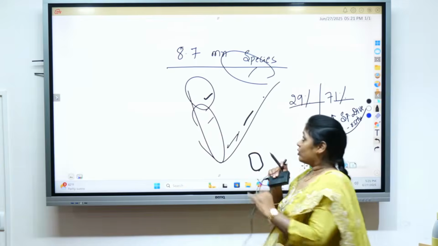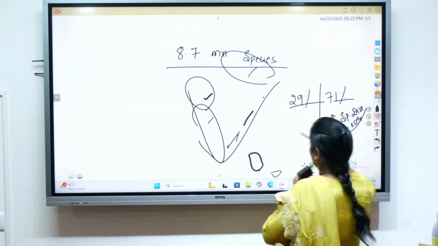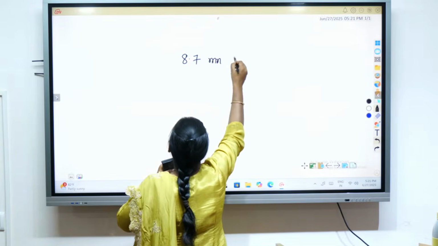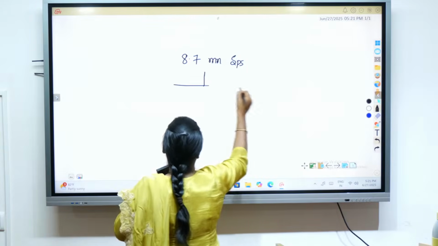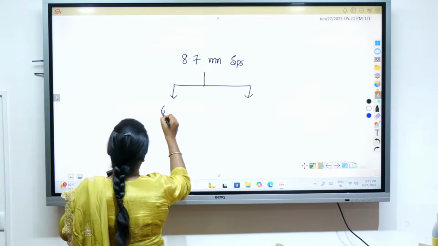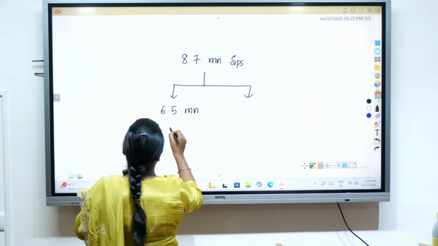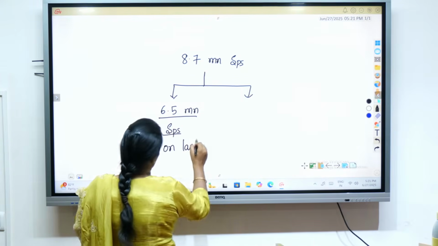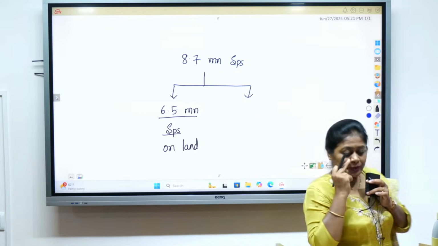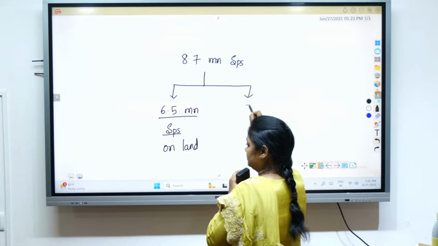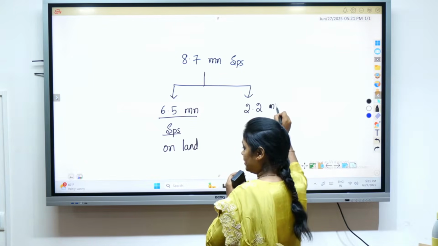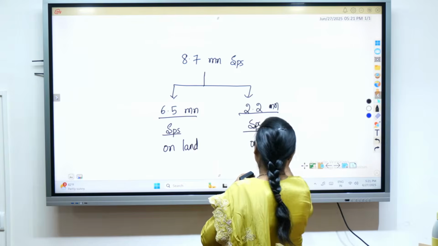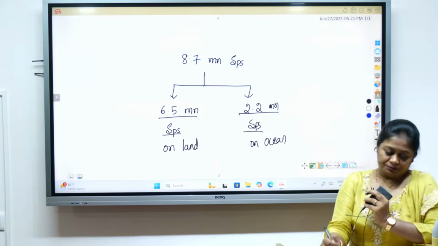6.5 million species on land out of 8.7 million species, and just 2.2 million species in the ocean.